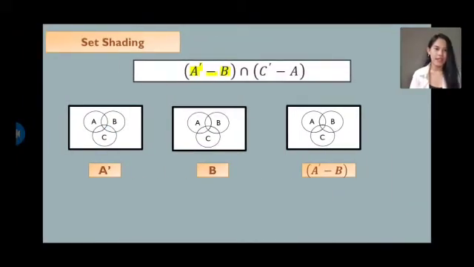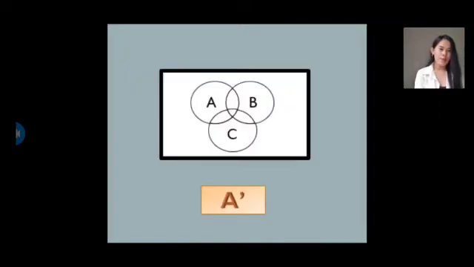So we have here the diagrams. A diagram consists of a rectangle that represents the universal set and circles that represent the subsets. Since we have the given A, B, and C, we'll draw 3 circles. So let's start with the A complement. A complement, or not A, we will shade everything that is outside the circle A.